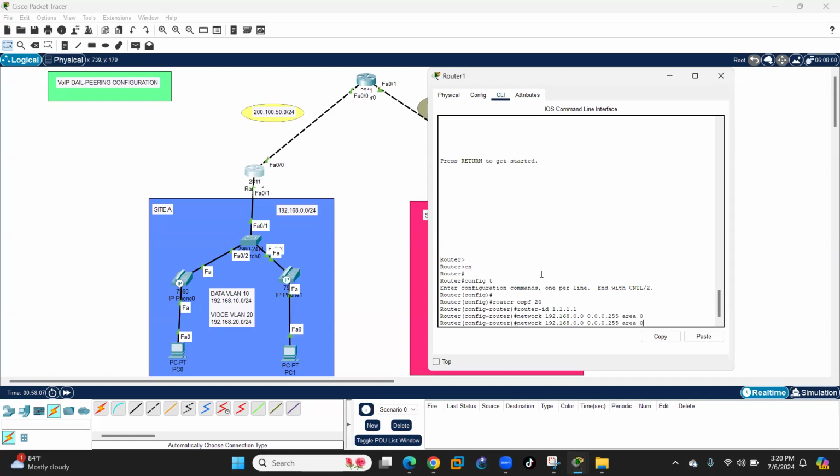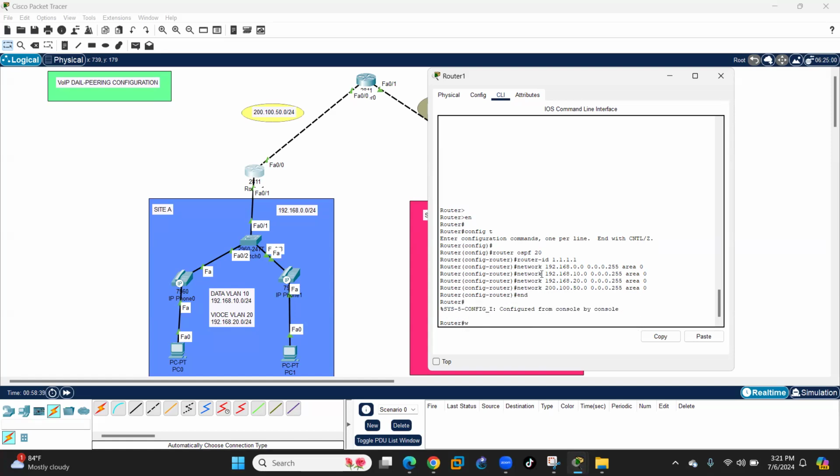And the next network is 192.10, area 0. The next network is 20, area 0. And the last network is 200.100.50.0. And you have four networks to advertise.